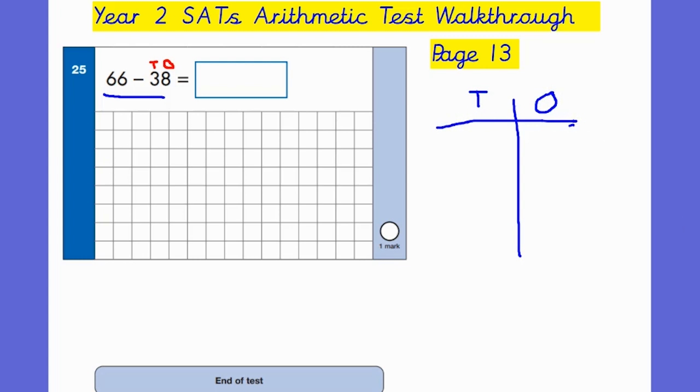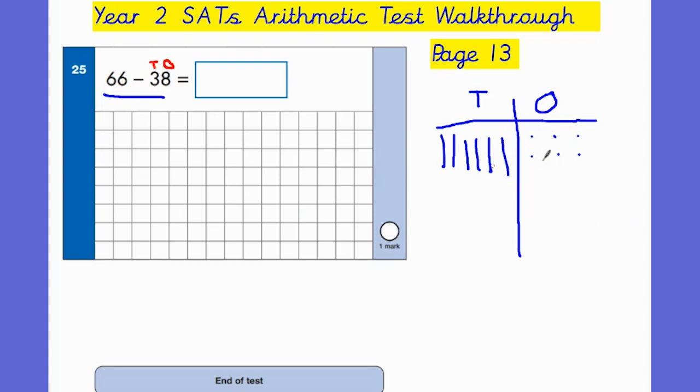I'm going to draw my bigger number. So I'm going to draw out 66. So 66, so 6 tens, 10, 20, 30, 40, 50, 60, and 6 ones, 1, 2, 3, 4, 5, 6. And now we're going to take away 38. So that's 3 tens and 8 ones.